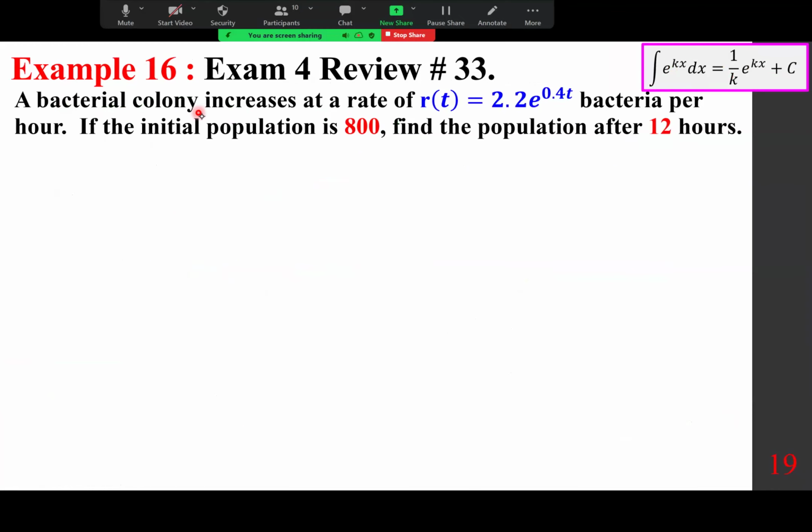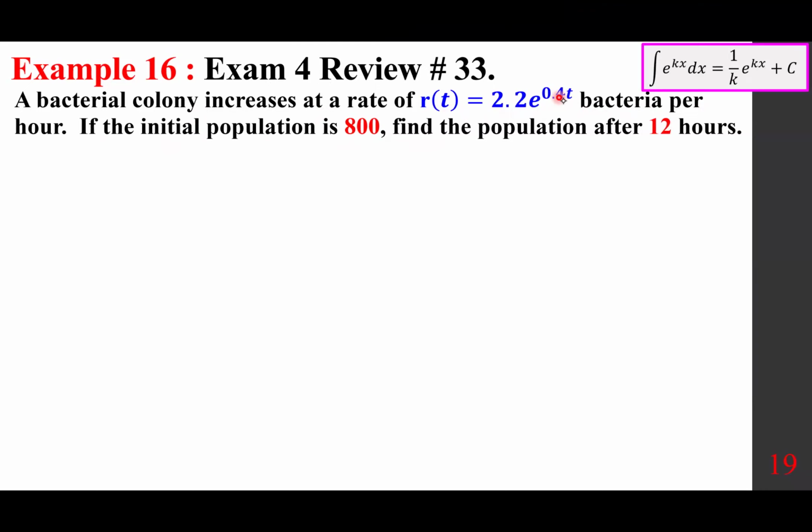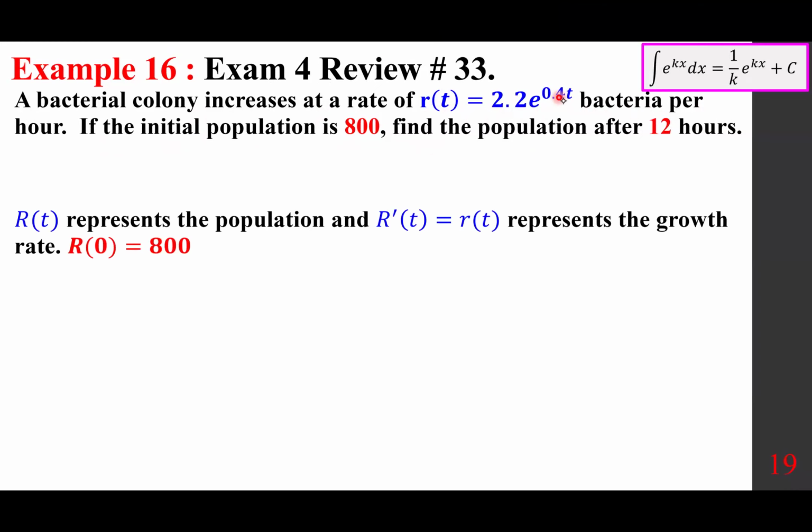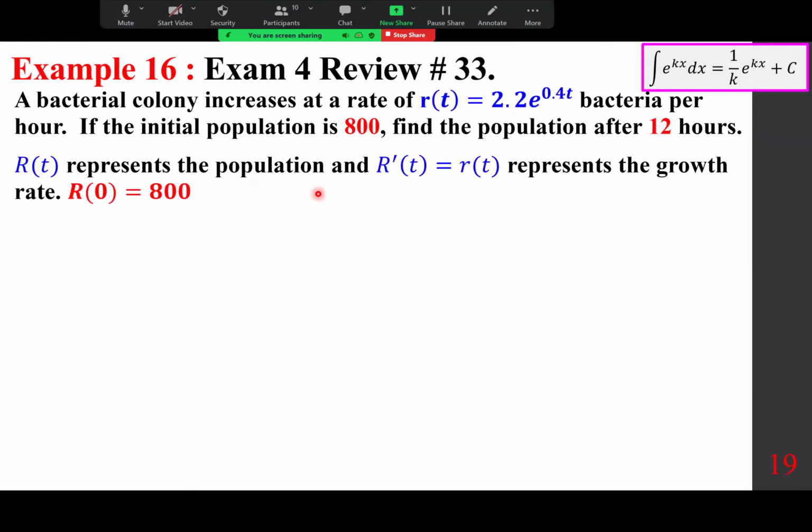A bacterial colony increases at a rate of R of t equals 2.2 e to the power 0.4 t bacteria per hour. If the initial population is 800, find the population after 12 hours. So if this represents the rate of increase, that is the derivative function, so capital R prime is lowercase r of t, and capital R of t represents the actual population.